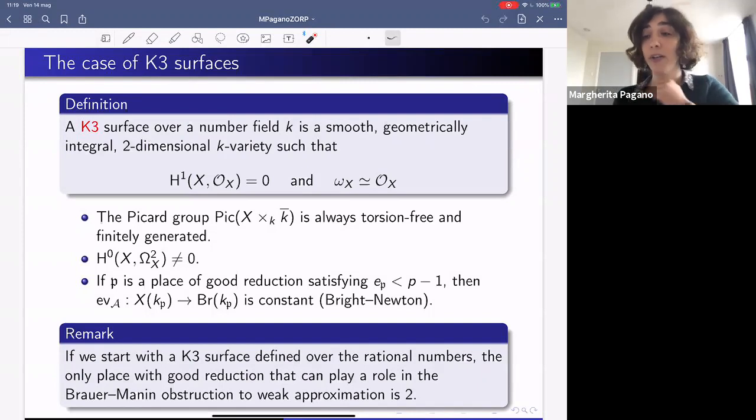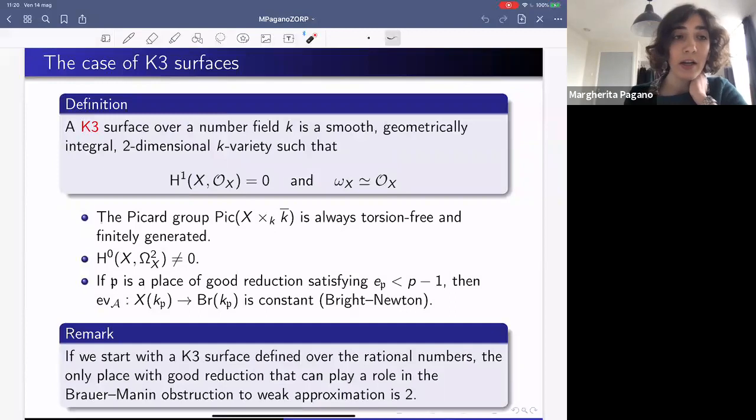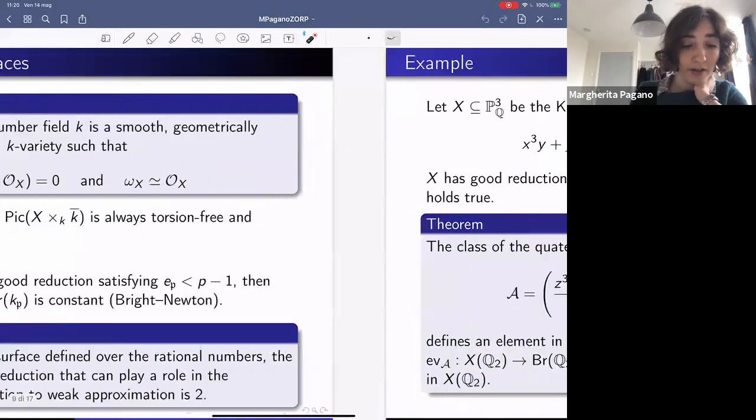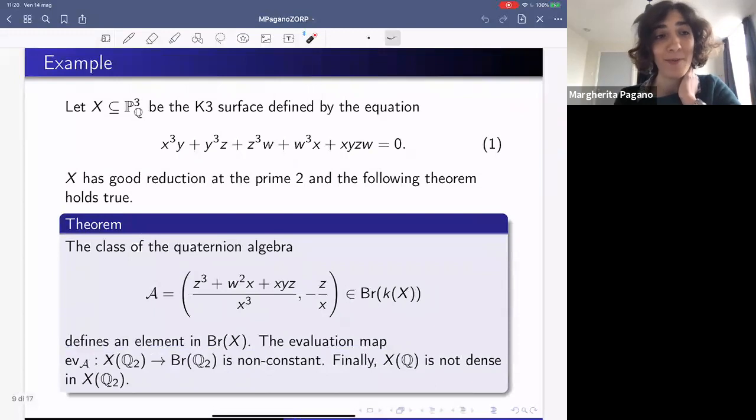So if we want to find a K3 surface defined over the rational numbers such that a prime with good reduction plays a role in the Brauer-Manin obstruction to weak approximation, we need a K3 surface that has good reduction at the prime 2. Okay, so this was the first crucial observation in the construction of the example. So now finally, I will introduce the example.